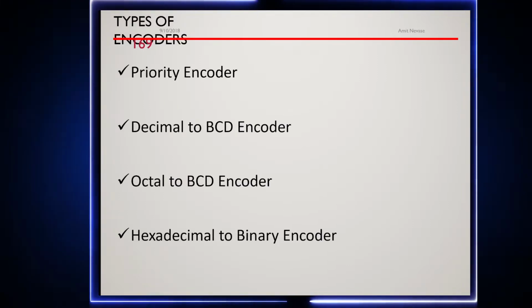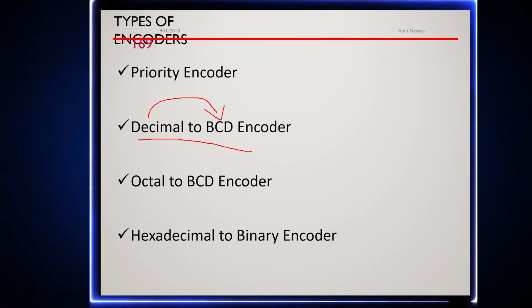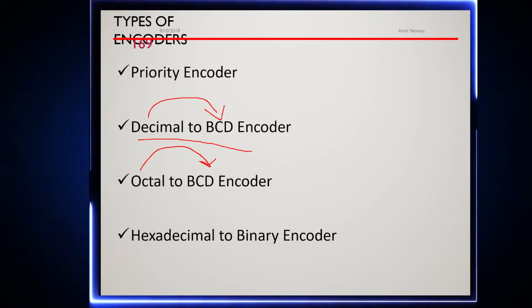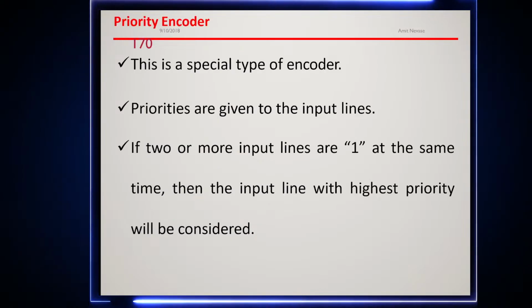Now let's look at the different types of encoders. The first one is a priority encoder. Then we have something called a decimal to BCD encoder that would convert a decimal number into an equivalent BCD. Then we have the next encoder, which converts an octal number to a binary coded form, and the last one, which converts a hexadecimal number to a binary coded one. Now let's look at the priority encoder. Now the name says priority.